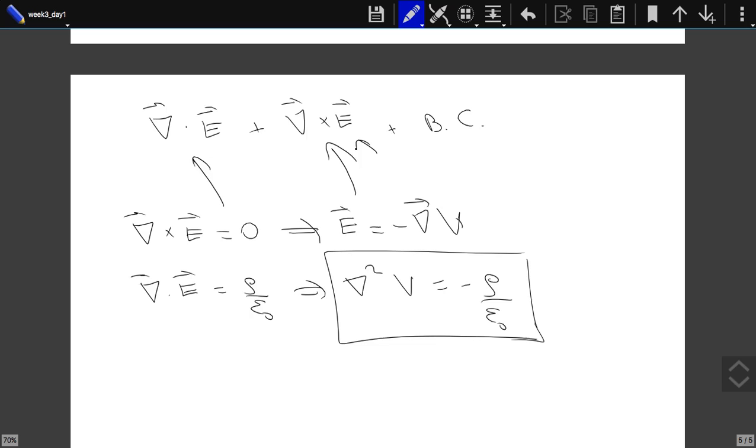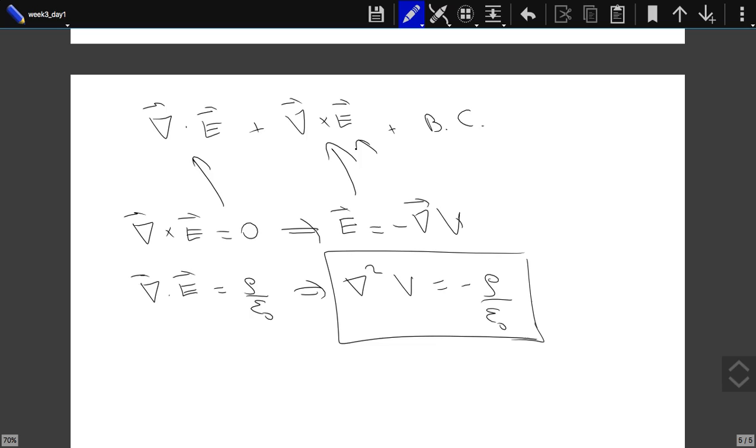Now we reduced all those 4 equations into a single one. We already solved, in a sense, 3 of them. There's a single equation left to solve. If we can solve this equation subject to the boundary conditions, whatever boundary conditions we have, and most of the time the boundary condition will be that the potential at infinity should be 0, that's our boundary condition, for example, then we are done. We know the potential, and taking the gradient of the potential, we know the electric field. And that is what we will be doing.